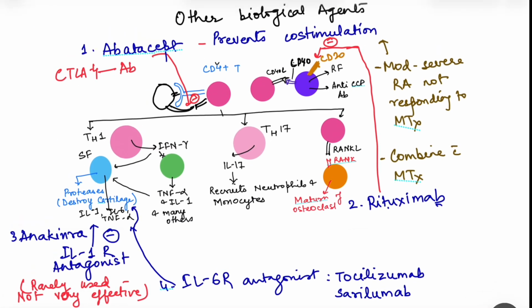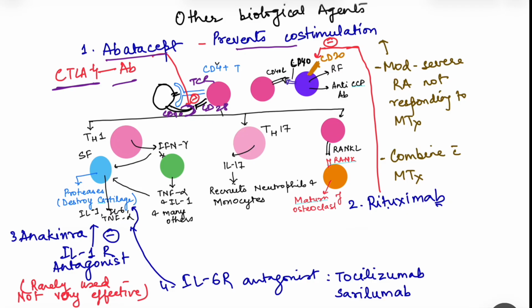Moving on to other biologicals, we have 4 drugs in that. One is a drug which prevents co-stimulation. That is abatacept. Here we have seen before that this is the T cell receptor and this is CD28 and this is CD80. Now if we add an antibody that is combined with another protein, that is CTLA4. CTLA4 is a receptor which will combine with this CD80. So it will prevent the interaction of CD80 with CD28, which is important for co-stimulation. So that will prevent the activation of the helper T cell.